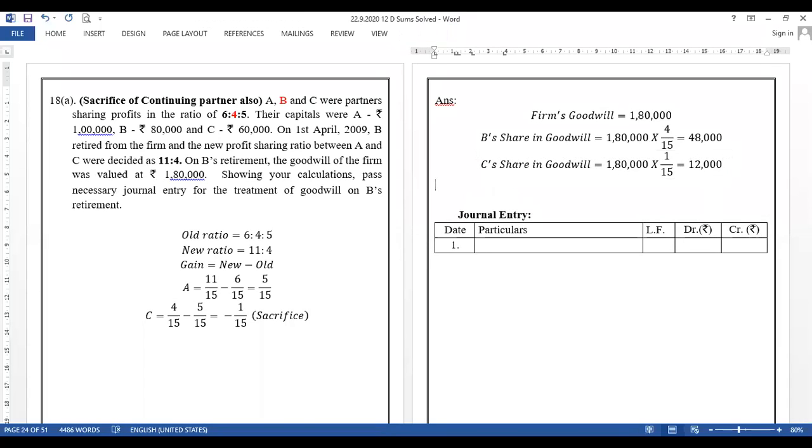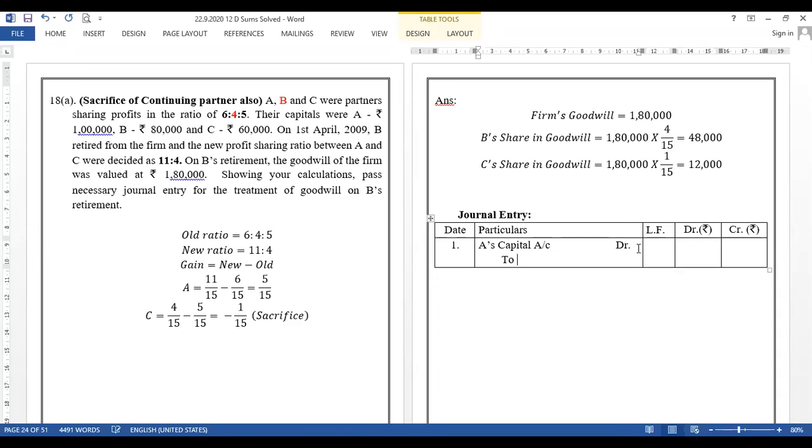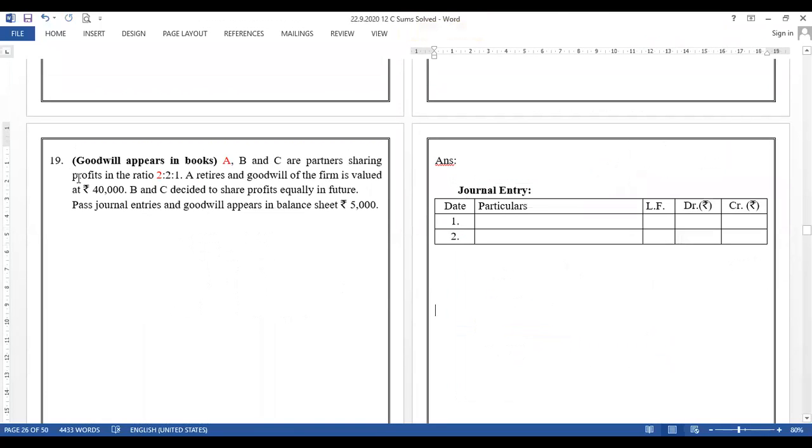Now we know that out of 3 partners, 2 are sacrificing, so one is the gaining partner, that is A. Let us write the entry. A's capital account to be debited to B's capital account and to C's capital account. A's capital account is debited with the total amount of rupees 60,000, B is credited 48,000, and C gets a credit of rupees 12,000. You can see the heading goodwill appears in the books.